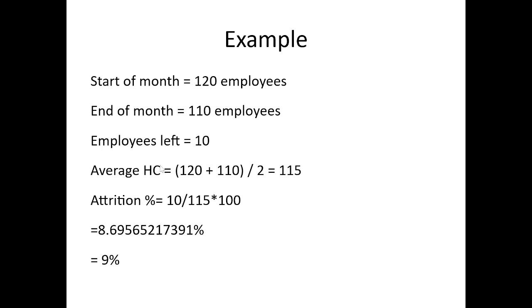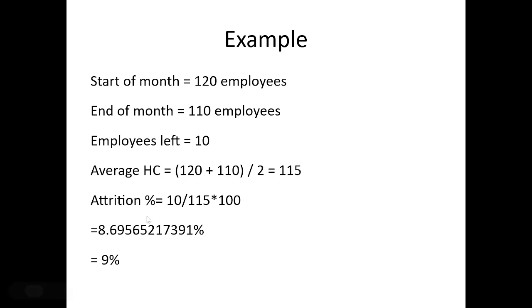Now you might be thinking how to find the average. I know some are already aware, but for those who are not aware, I'm going to let you know. If you need to find the average of any two numbers, you add them and then divide by two. Sorry, divide by whatever the count is. So here I have 2 and the count is also 2, so I have added 120 at the start and 110 at the end of the month, which gives 230, and after dividing by 2 I get the value 115.